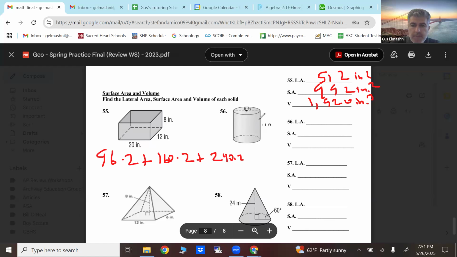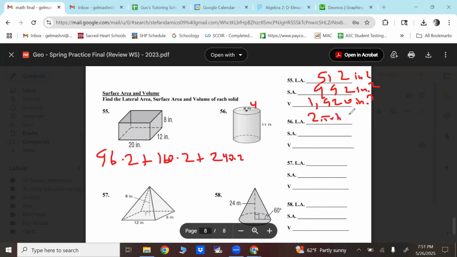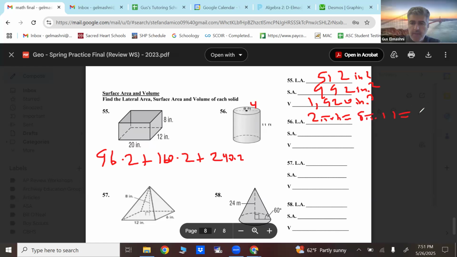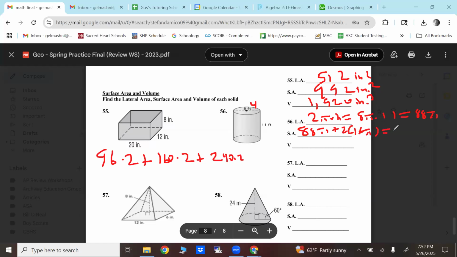Here, the radius is 4. The lateral area is 2 pi r h. So that's 8 pi times 11, 88 pi. Surface area is going to add the area of both circles, so plus 2 times 16 pi. So it's 32 plus 88. That's 120 pi.